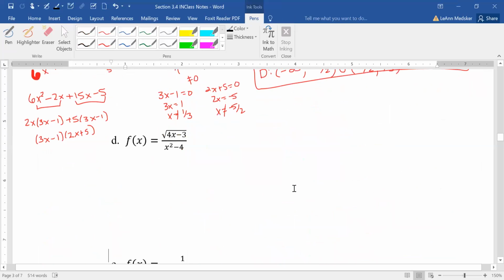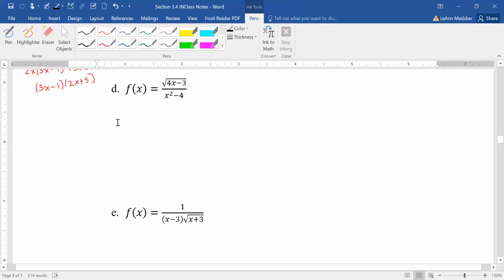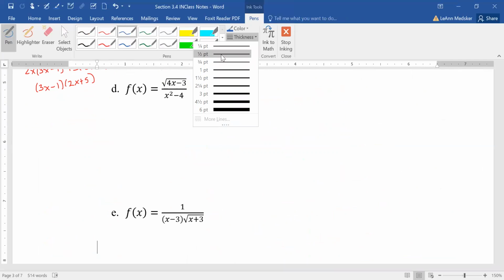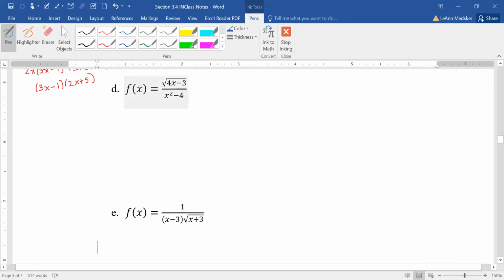All right, we have, I believe, two more of the domain ones. So if we look at this next one, this has two things. This is kind of a hybrid problem. It has a square root on top and it has the factoring in the bottom. So it has x's in the denominator.